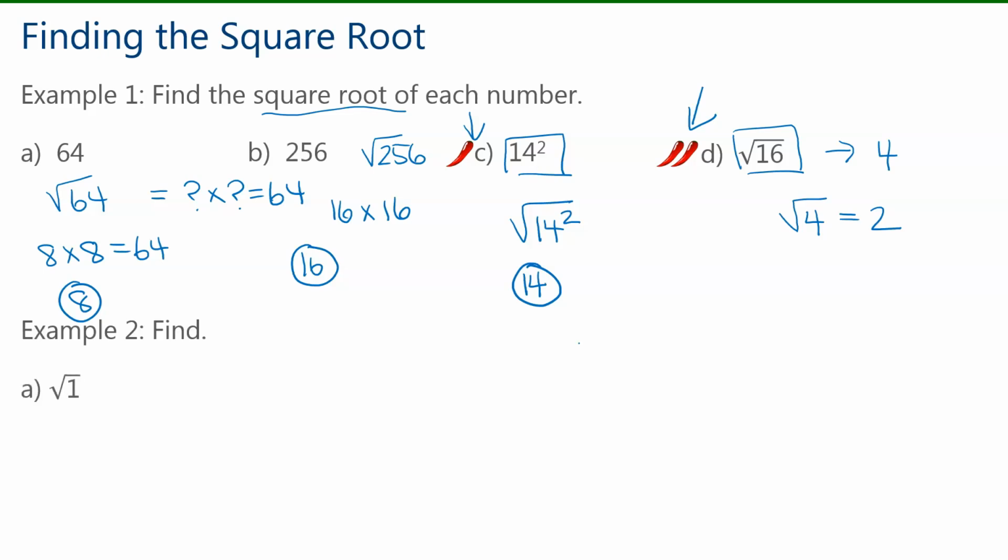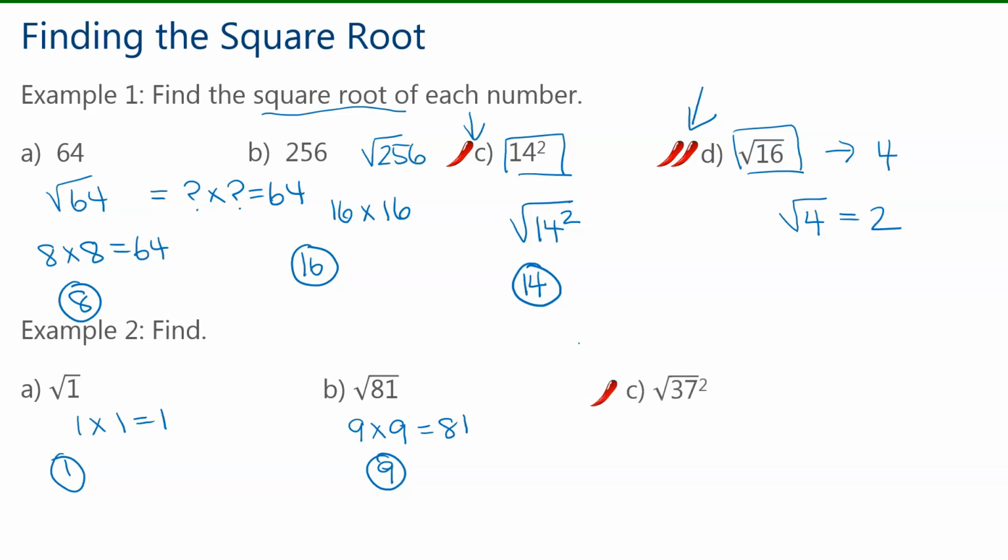Example 2. Find the square root of 1. Well, the square root of 1, since 1 times 1 is equal to 1, square root of 1 is just 1. Example B. Square root of 81. 9 times 9 is 81. So therefore the square root of 81 is just 9.